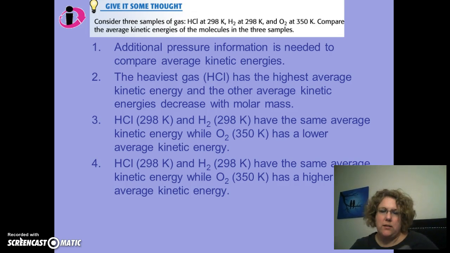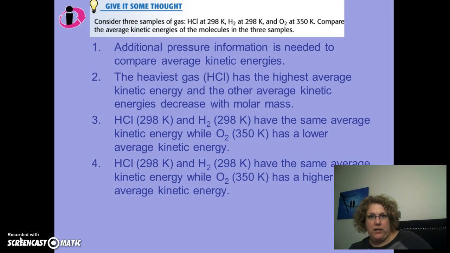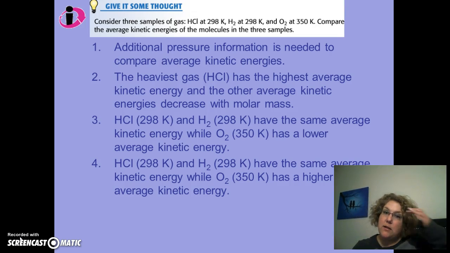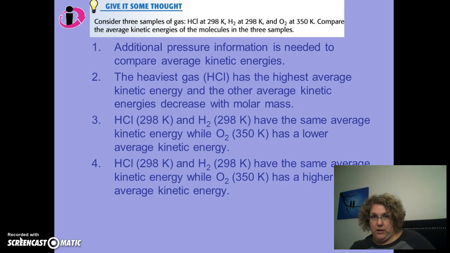All right. Okay, this is the one we left off on. Considering the three gases, HCl at 298, hydrogen at 298, and oxygen at 350, compare the average kinetic energies of the molecules in the three samples. Well, kinetic energy is simply equal to 1/2 the mass in kilograms times the velocity in meters per second squared. So the faster they're going, the more kinetic energy they have, and also the mass matters. The more massive they are, the more kinetic energy they have. So I don't think we need additional information here because we know the temperature, which is directly proportional to the speed at which they're flying, and that determines kinetic energy, and we know their mass, which also determines kinetic energy.